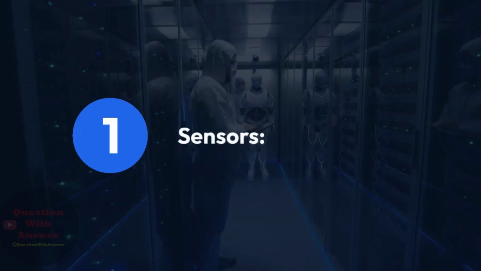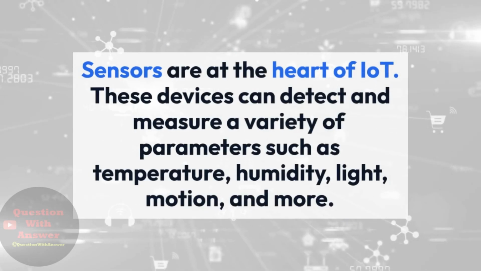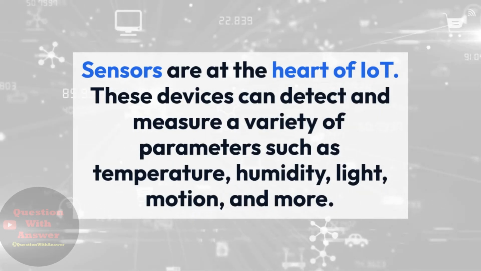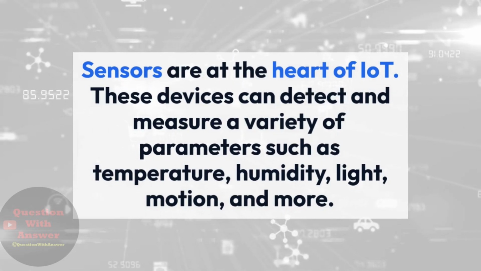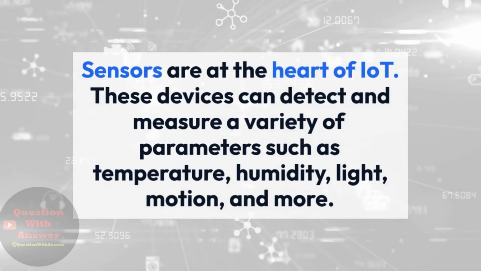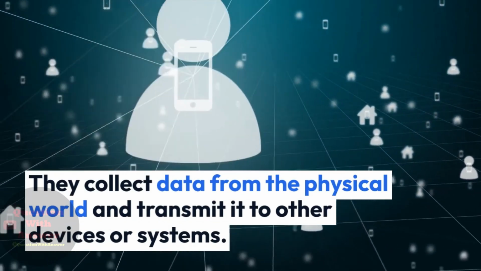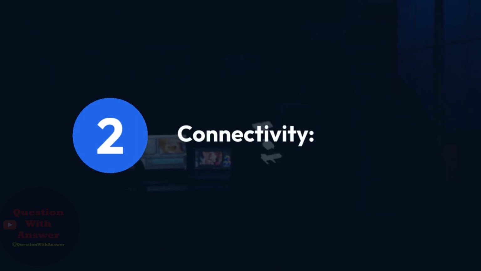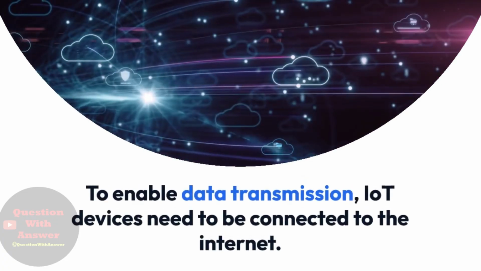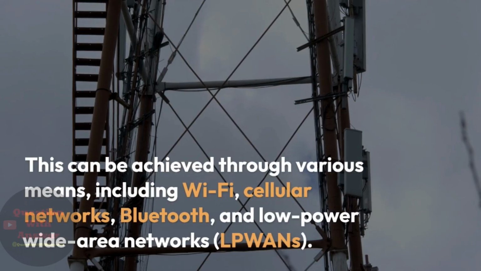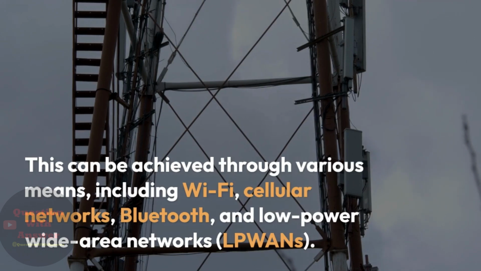Key components of IoT. 1. Sensors. Sensors are at the heart of IoT. These devices can detect and measure a variety of parameters such as temperature, humidity, light, motion, and more. They collect data from the physical world and transmit it to other devices or systems. 2. Connectivity. To enable data transmission, IoT devices need to be connected to the Internet. This can be achieved through various means, including Wi-Fi, cellular networks, Bluetooth, and low-power wide-area networks, LPWANs.